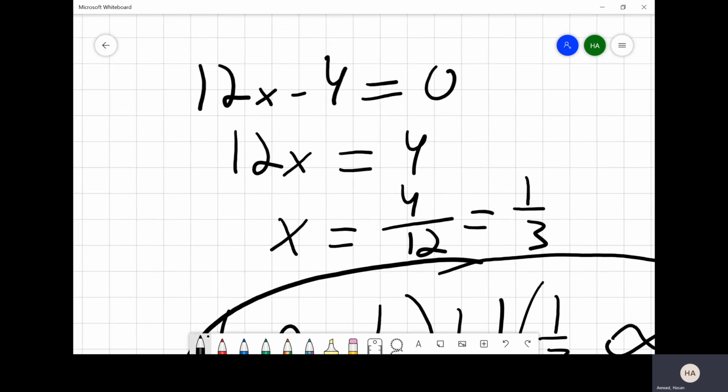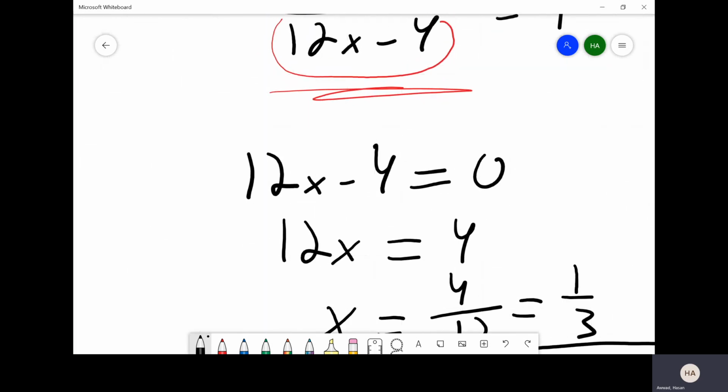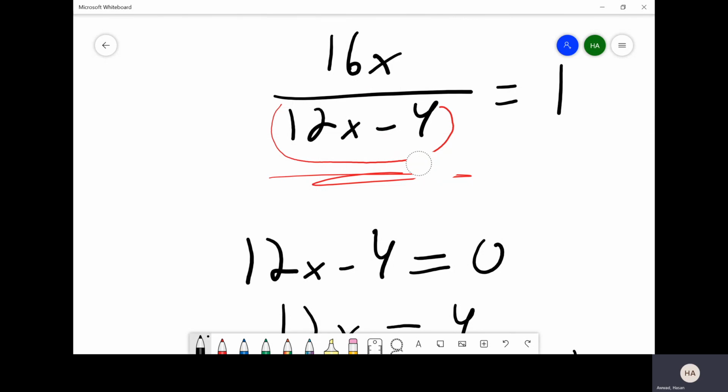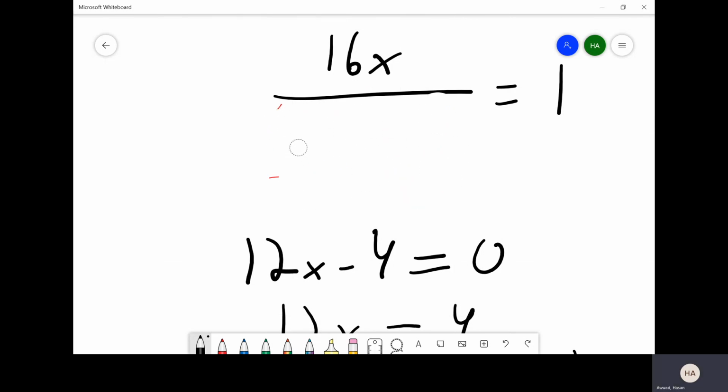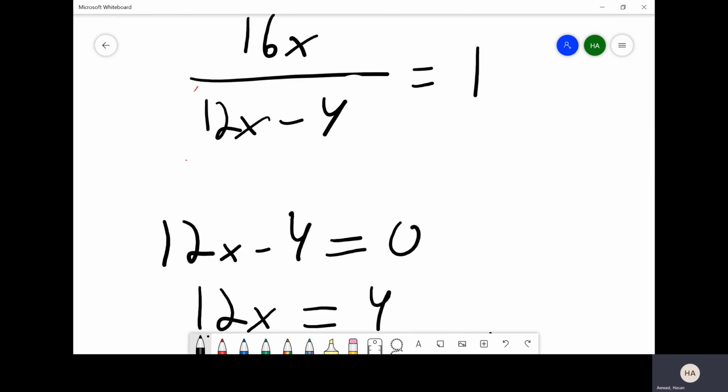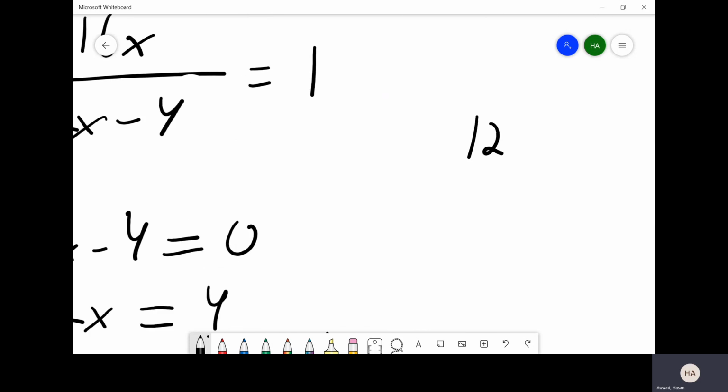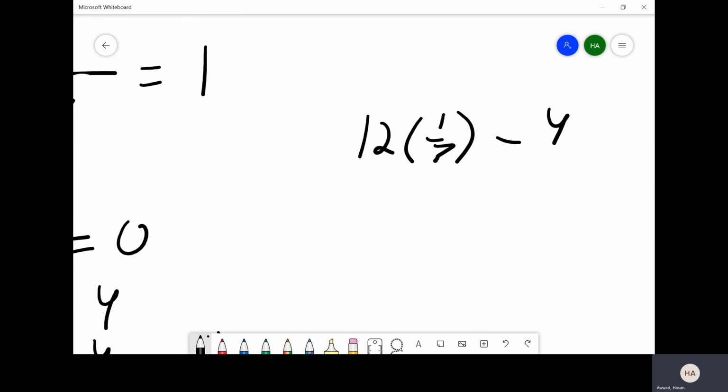And if we were to double check our answer, just to make sure that this is correct, we could plug 1/3 back into our denominator here. So I'm just going to clean this back up. Okay. So plugging 1/3 back into our denominator of 12x minus 4, what would happen? Well, if we plugged 1/3 in, we would have 12 times a third, minus 4. We know that 12 times a third is the same thing as 12 over 3.